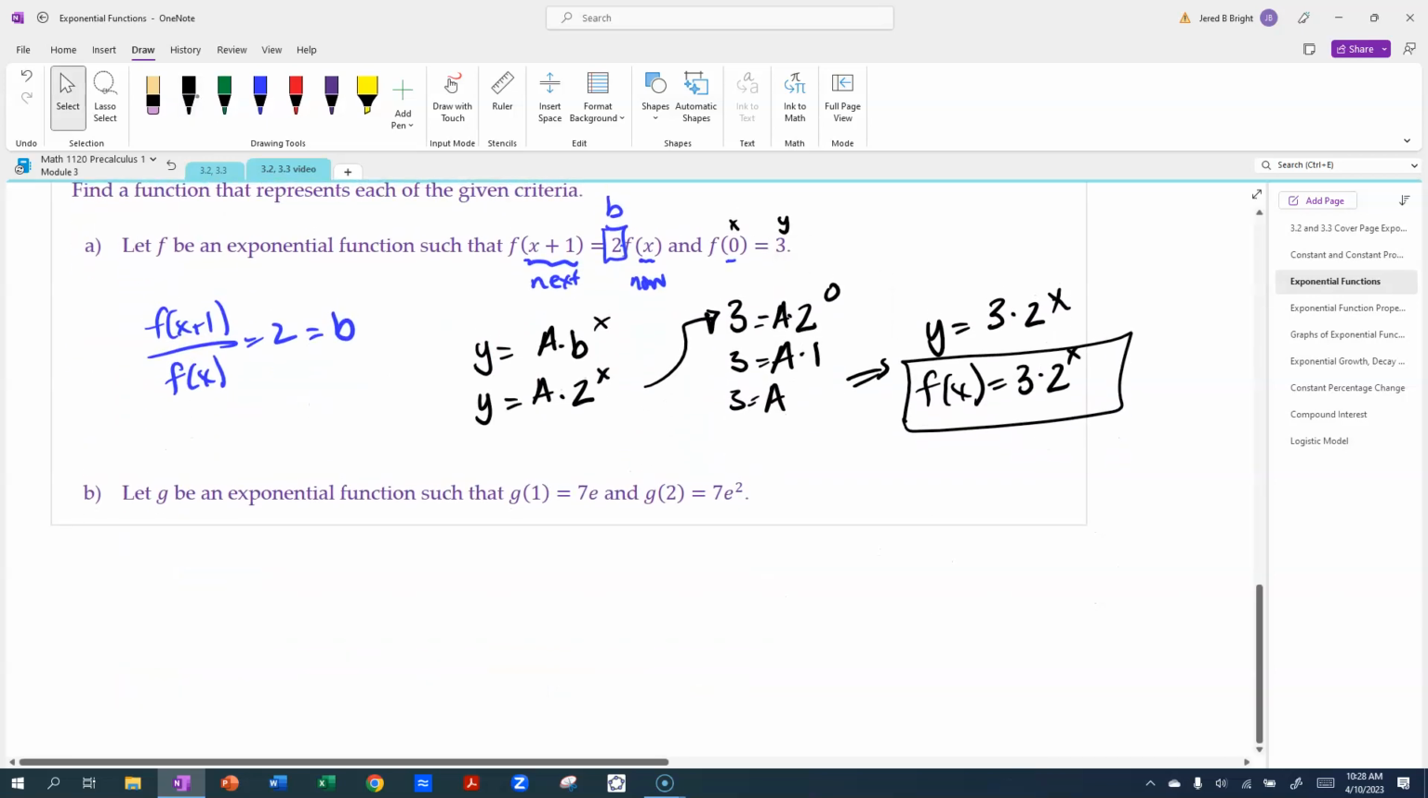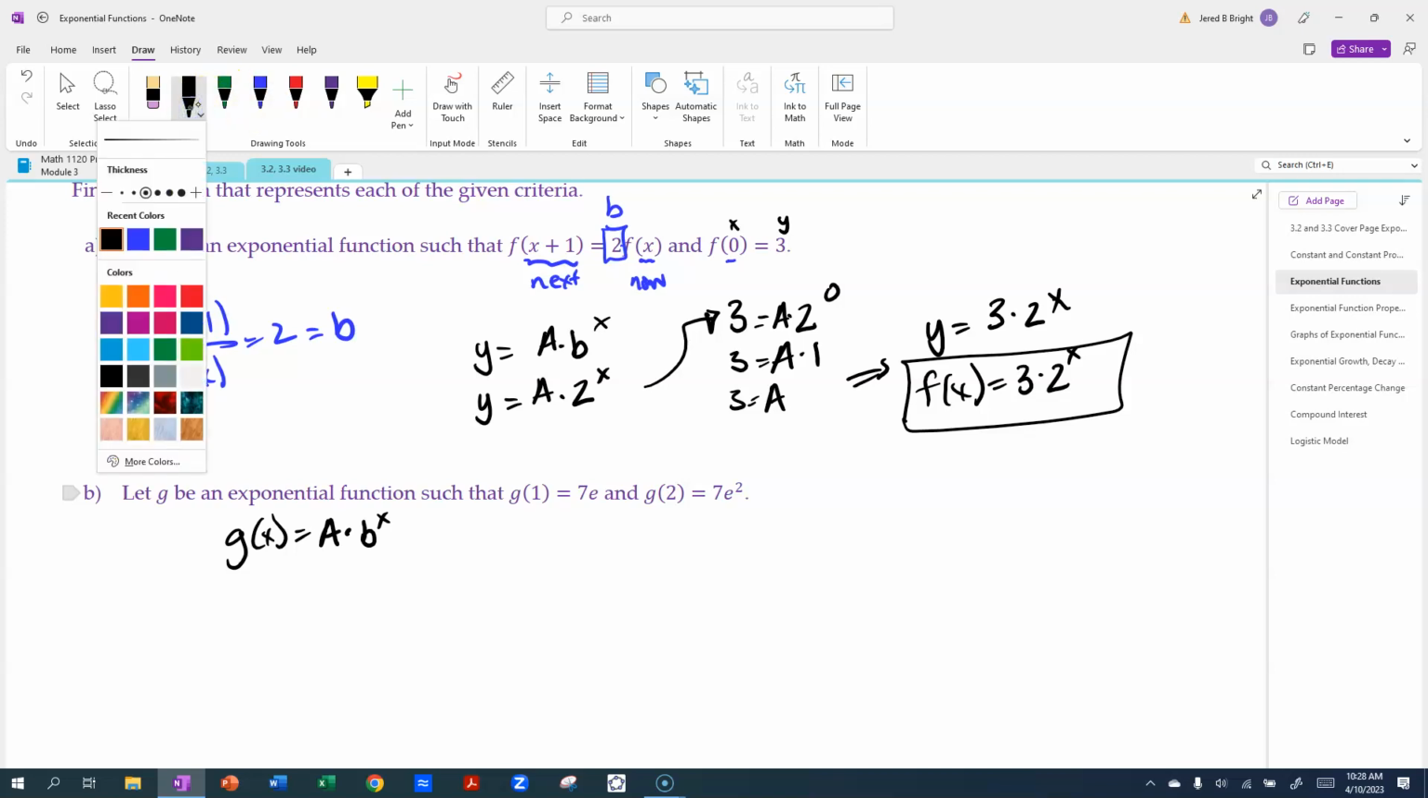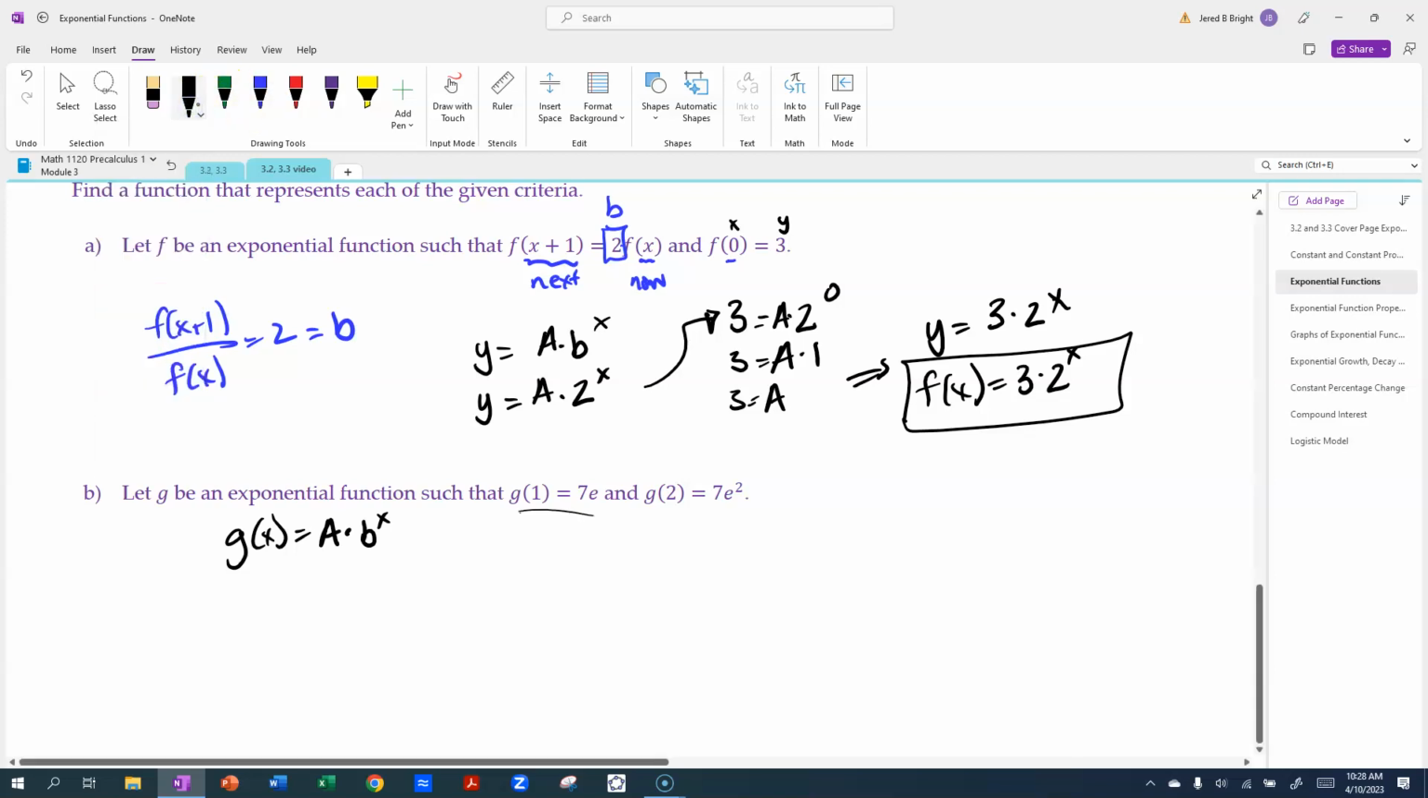One more. So let g be an exponential function. Again, we're just going to make the simple assumption that it's going to look like a times b to the x, such that g of 1 is 7e and g of 2 is 7e squared. This one didn't give me b right away. Let's organize the information I'm given. If I put this in a table of values, x and then y, when x is 1, it's 7e, and when x is 2, it's 7e squared.